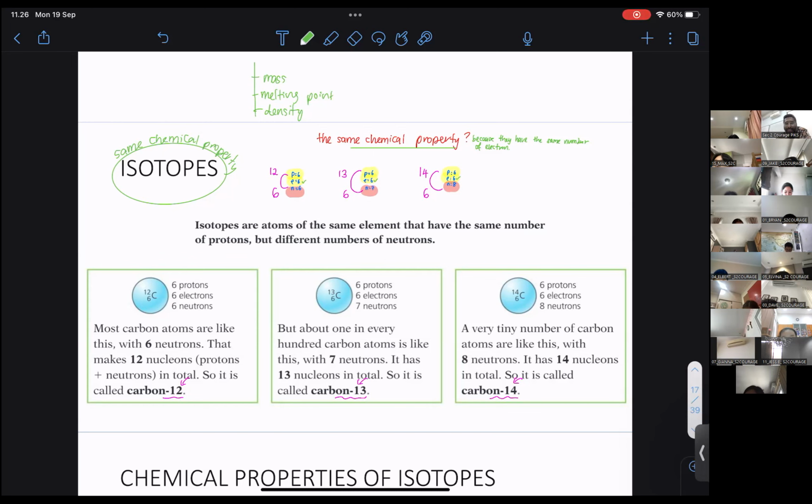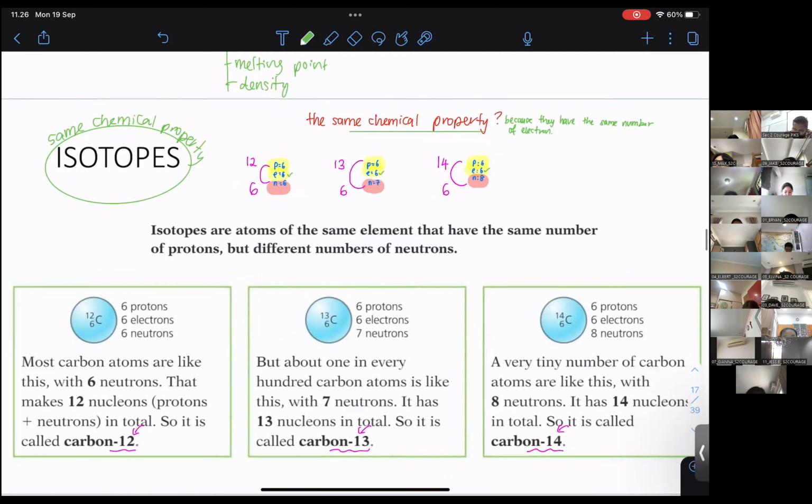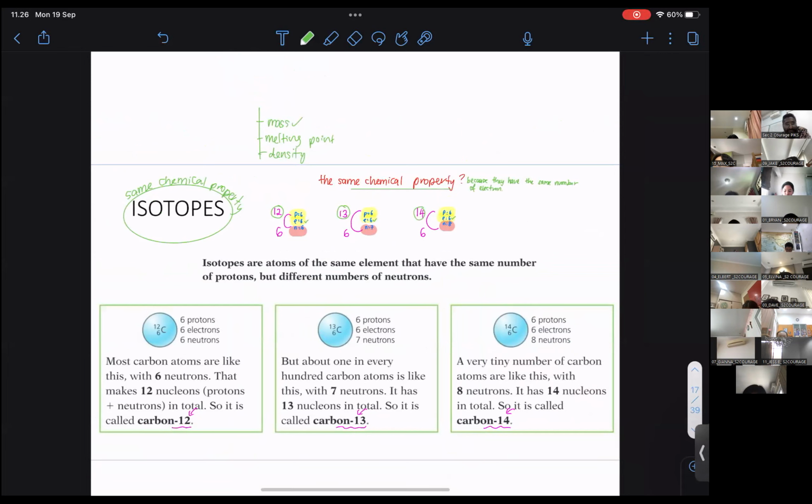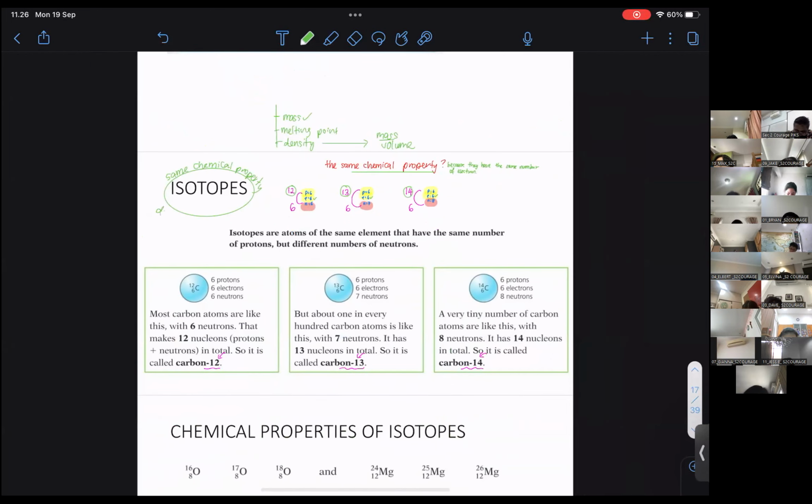Okay, good. You can see that they have different mass numbers. Automatically, the mass is going to be different. If the mass is going to be different, even if you look at the density, density is mass divided by volume. If your mass is different, density also is going to be different. So therefore, isotopes have different physical properties.